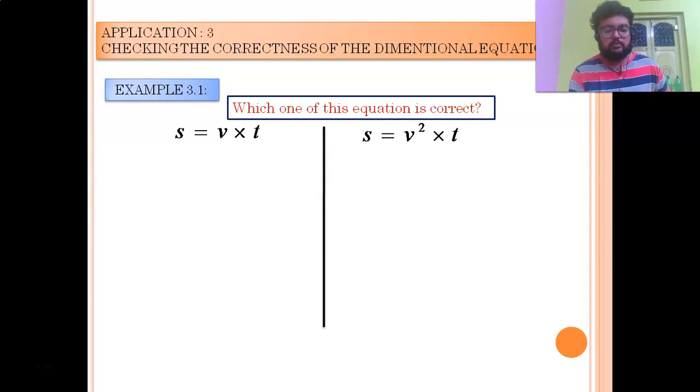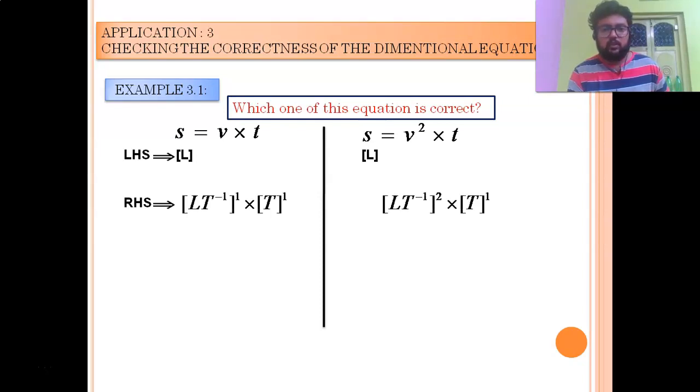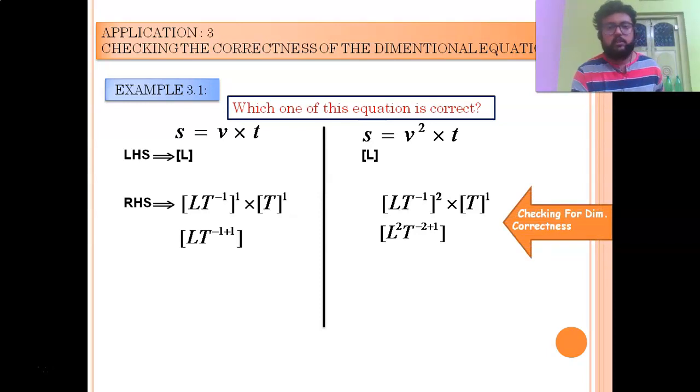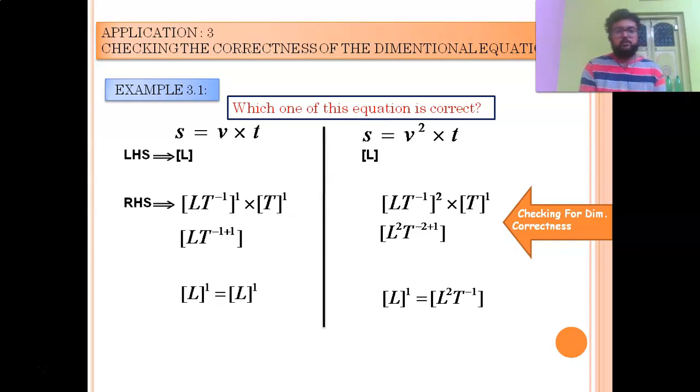Therefore, the left hand side dimension for both of these equations will be L, and the right hand side dimensions for these two equations will be as follows. If we calculate the powers, we can find the left hand side of the first equation is equal to its right hand side. Here we are just checking for dimensional correctness. Therefore from the first equation we find that L is equal to L. So this first equation is in accordance with the principle of homogeneity.